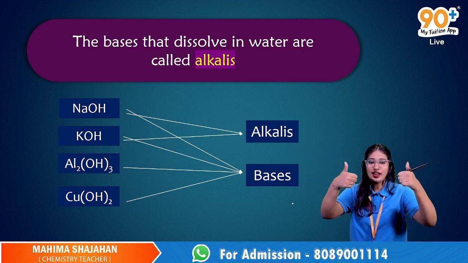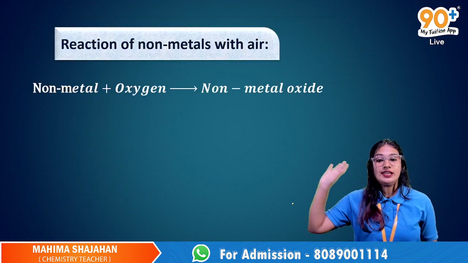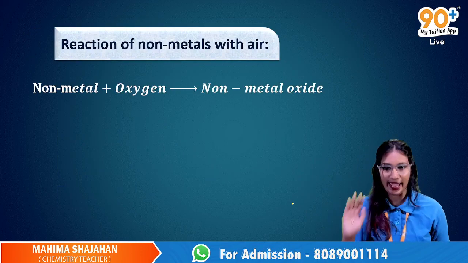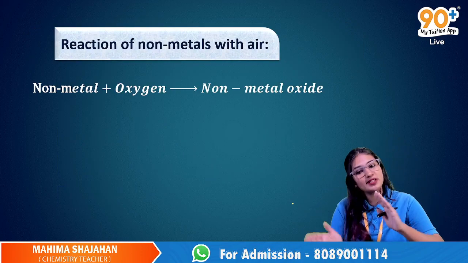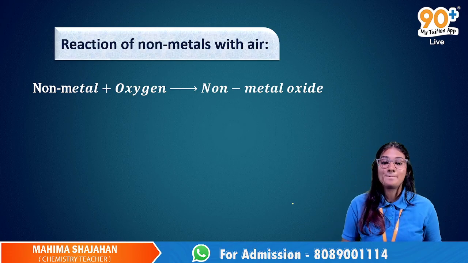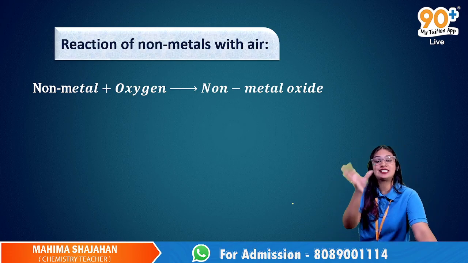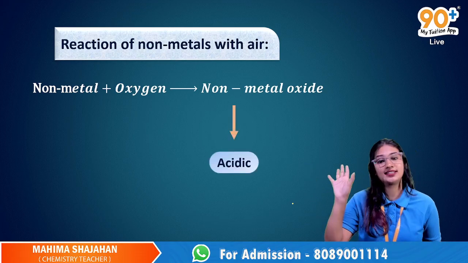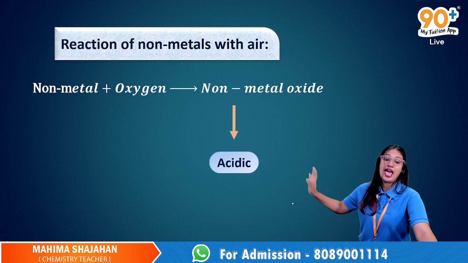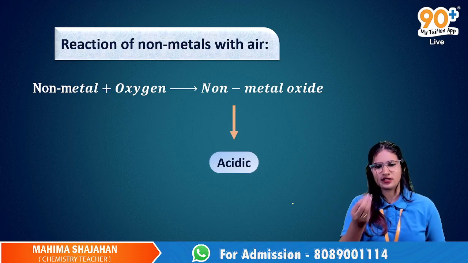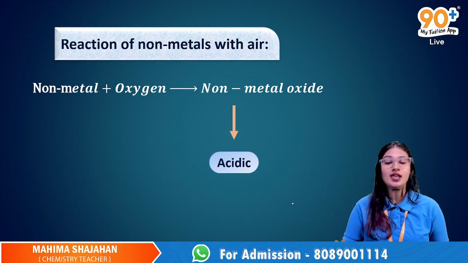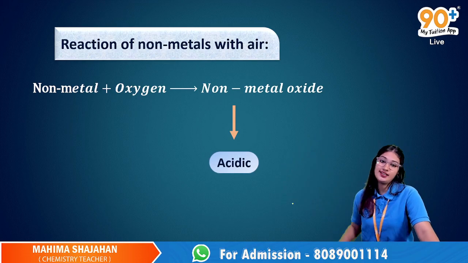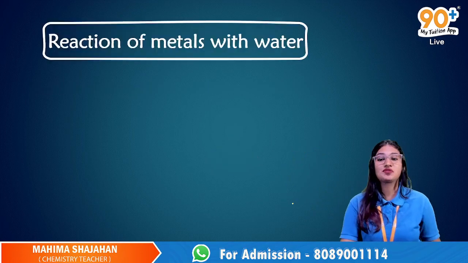Now we'll study the reaction of non-metals with air. Like metals, non-metals also react with oxygen and they form non-metal oxides. And what is the nature of the non-metal oxide? It will be acidic in nature. Generally they are acidic, though we also have neutral oxides as a few exceptions. So generally non-metal oxides are acidic in nature. That's it, reaction with air is done.